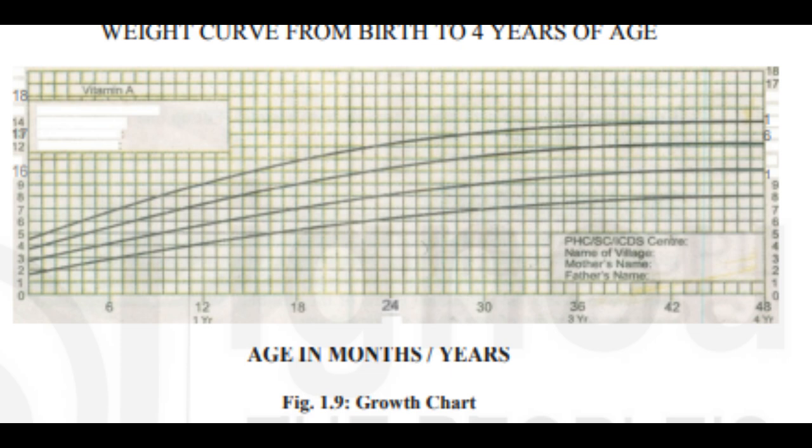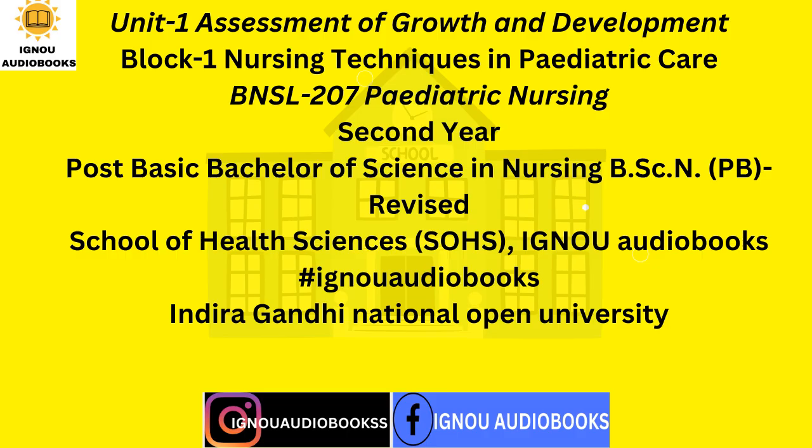Growth charts used in India. The growth chart recommended by the Government of India is shown in Fig. 1.9. It has 4 reference curves. The topmost curve represents the level of optimum growth. The lower lines, i.e. 2, 3. Age in months, years. Fig. 1.9, Growth chart. Look at the screen.